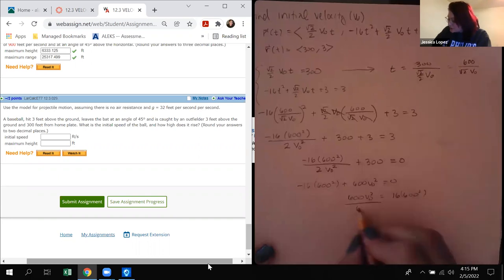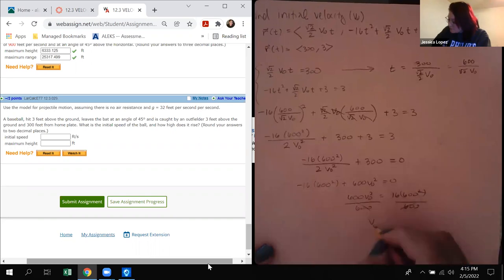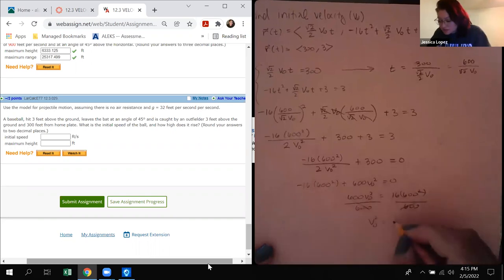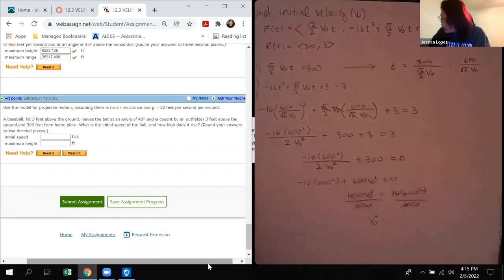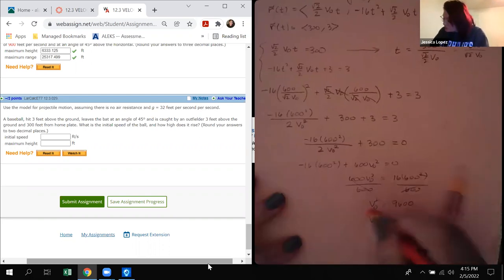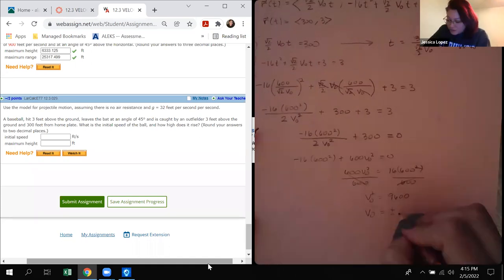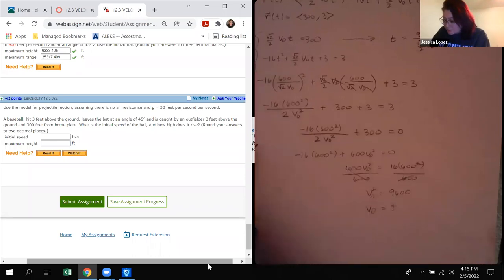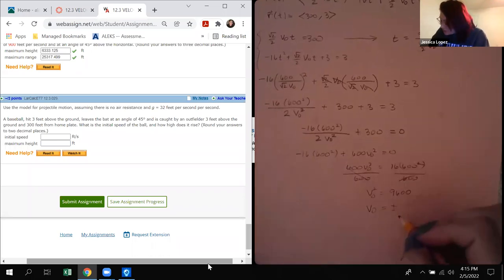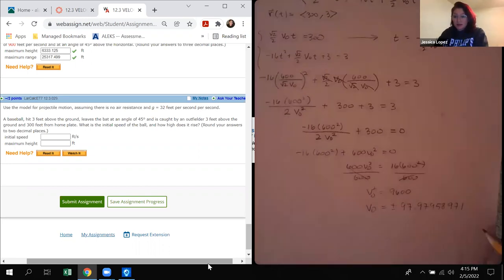And then I'm going to have to divide by 600, which will get rid of one of that square. So then I get 16 times 600, and that's 9600. And then if I take the square root, I do get plus or minus. What is the square root of 9600? It's 97.9795871. However, that's not the actual answer.